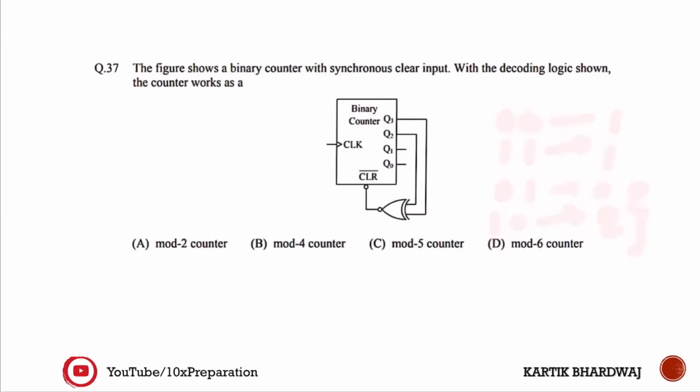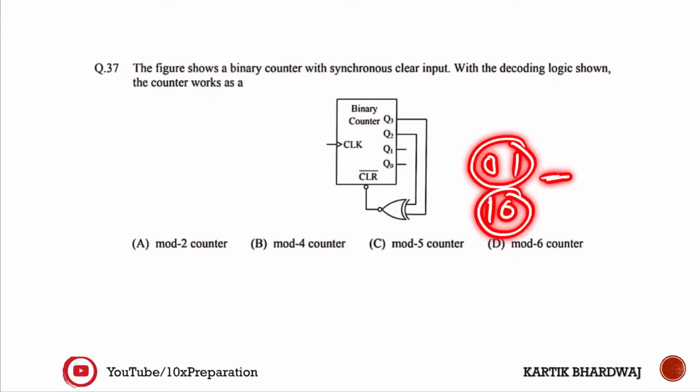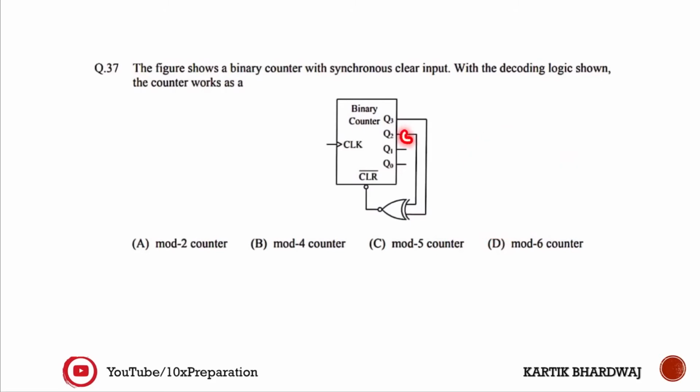Before 1 0 comes 0 1, because it is an up counter. Whenever this is 0, this is 0, and this is 1, immediately this generates 0 over here. The XNOR circuit is there. Whenever 0 is generated here, it is the active-low clear, so it immediately goes back to 0 0 0. So let's solve this again.